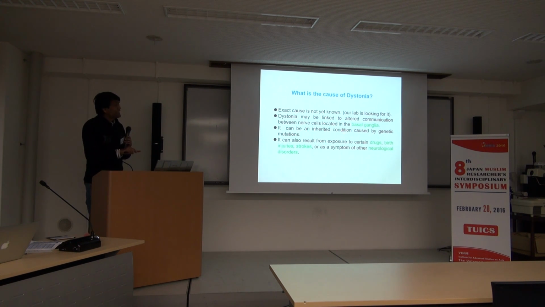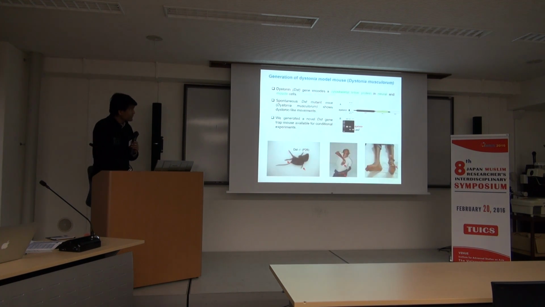But it can also be inherited from generation to generation, and it can also occur due to some drugs, birth injuries, strokes, or other neurological disorders as well.